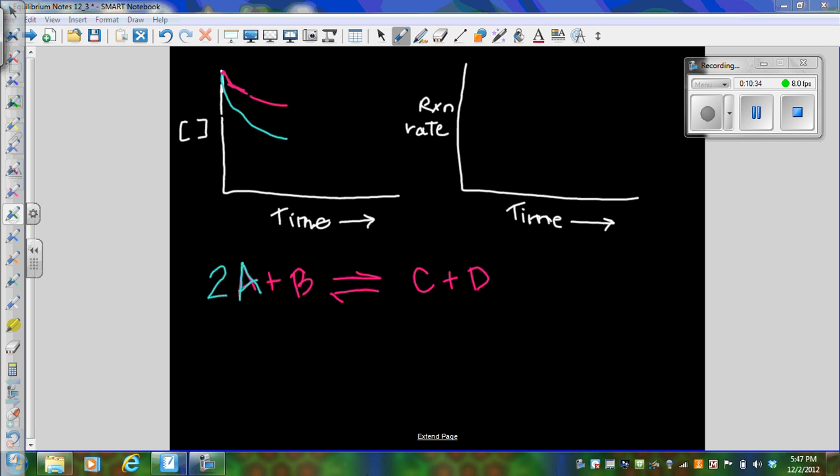C and D, I'm going to change their colors. Let's make C green. Let's make this easy and only have one product. So let's say this is a synthesis reaction. Initially we have no C, and C and B are in the same molar ratio, so their curves are going to look similar. They're just going to be flipped. As time goes on, the amount of C starts to build up, starts to increase, and then eventually these are going to level off where our concentrations are not changing with time.